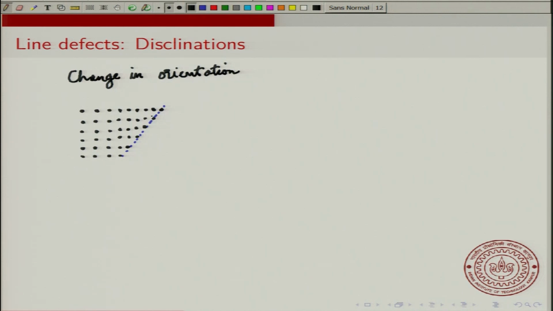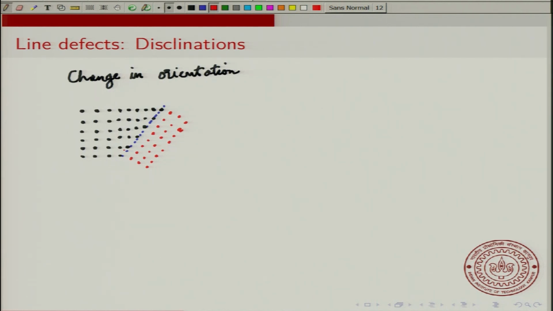Now, to the other side of the line, the orientation changes. Let us say that the crystal is again the same lattice, but at a different orientation. So, for example, you could have something like this. It is the same structure, but at a different orientation. Then this would be called a disclination. Such a defect is referred to as a disclination.